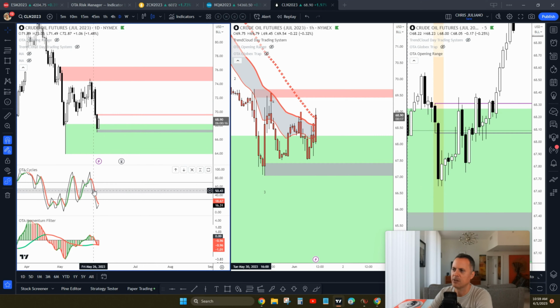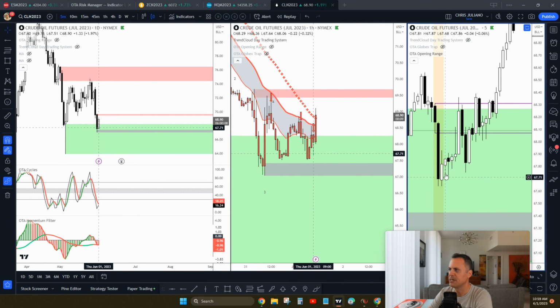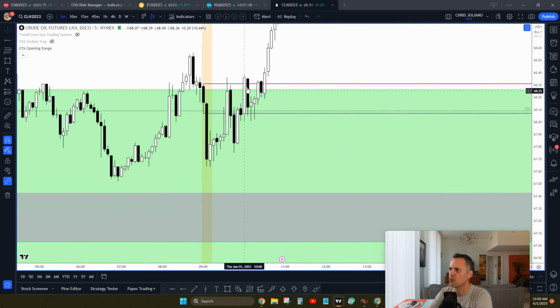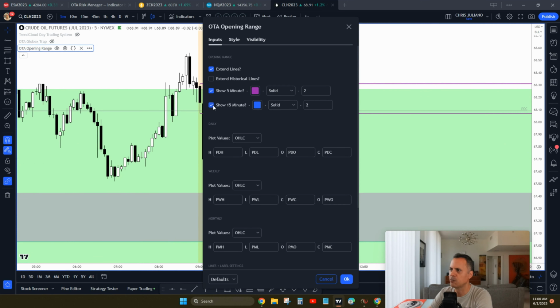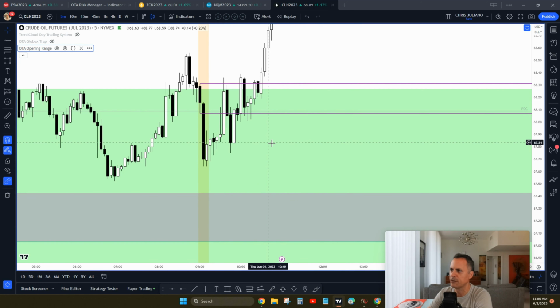High time frame, momentum is down. Middle time frame, trend is down. So what's going to happen today? We're going to have a breakdown, right? Here it is. Remember, you're on the 5-minute. So on gold, we were on the 15-minute. So when you go to your opening range breakout tool, you want to click on 5-minute, uncheck the 15-minute, and now you're ready to go for crude oil.